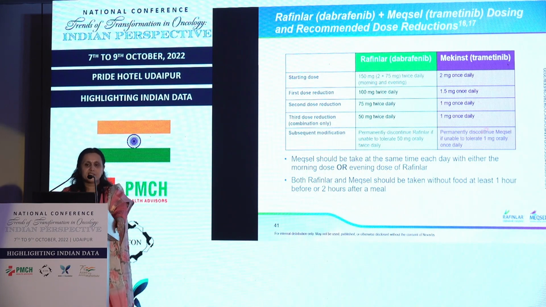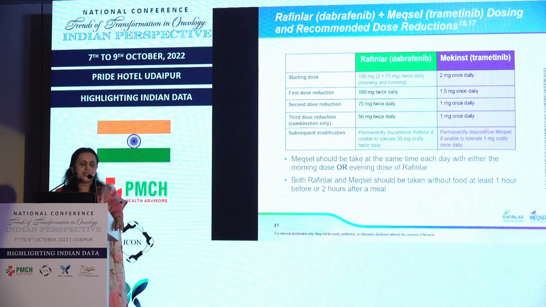So what is the starting dose? The preferred starting dose is 75 mg, 2 tablets, that is 150 mg of dabrafenib and 2 mg OD of trametinib. The first dose reduction is 100 mg BD, and for trametinib it is 1.5. Second is 75, and third is 50. And if the patient is not able to tolerate 50, it is preferable to discontinue the drug. And this drug should be taken without food or 2 hours after a meal.